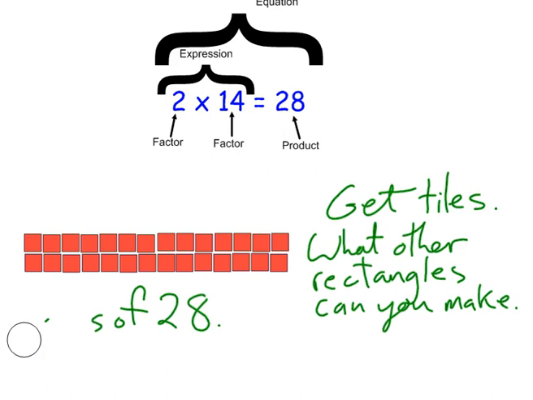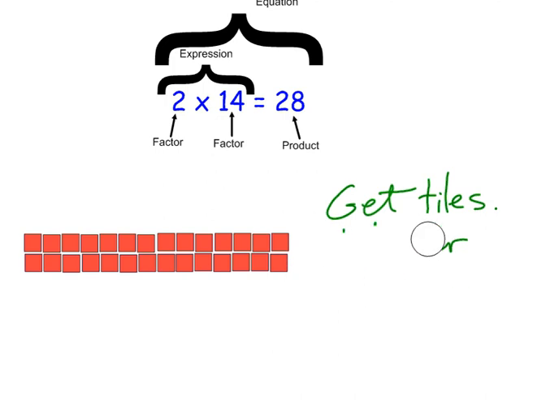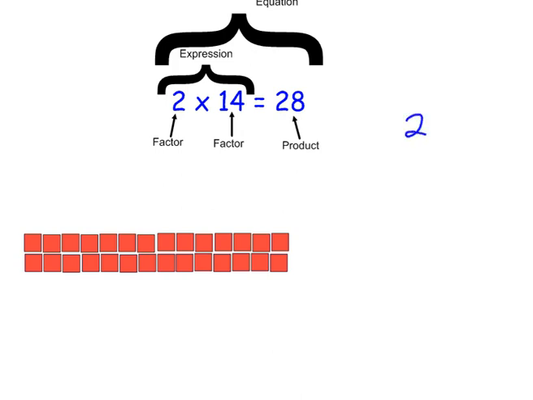Good. Now that you've done that, let's take a look and see how well you did. To figure out what rectangles you can make, as I said, they have to be even rectangles, which means all the lines having the same amount. So let's do a very quick version of that. We know that 2 and 14 are factors of 28.